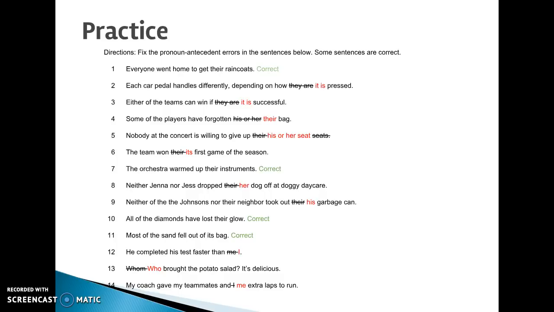"Each car pedal handles differently depending on how it is pressed." "Each" is a singular pronoun, and "pedal handles" is not a person, it's an object, so I know that I can just default to the singular pronoun "it."